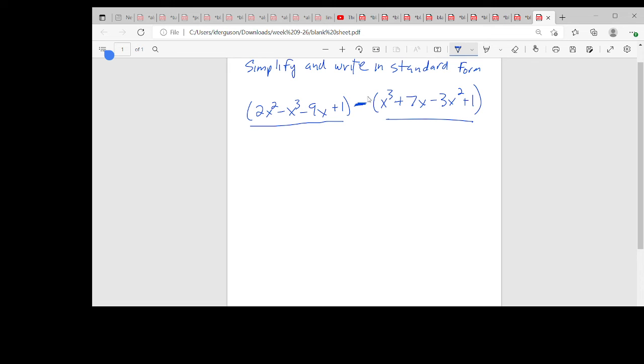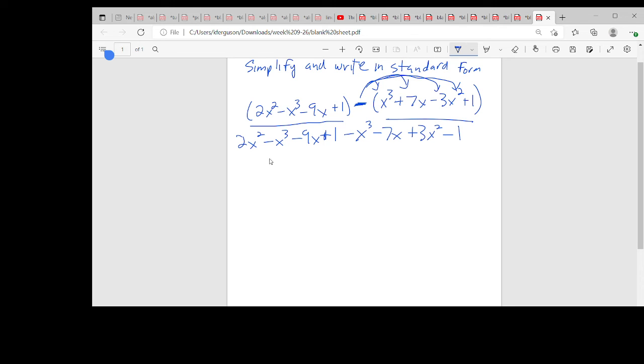So when you're doing something like that, what I would suggest doing is you first distribute the negative throughout all your terms. So I'm going to have 2x squared minus x cubed minus 9x plus 1, and then I'm going to distribute the negative. So minus x cubed minus 7x plus 3x squared minus 1. Does everybody follow what I did?